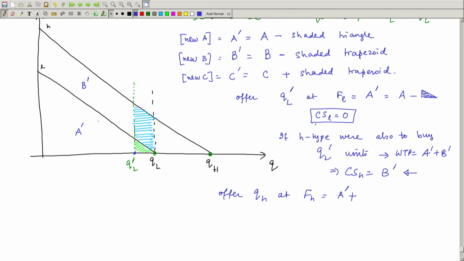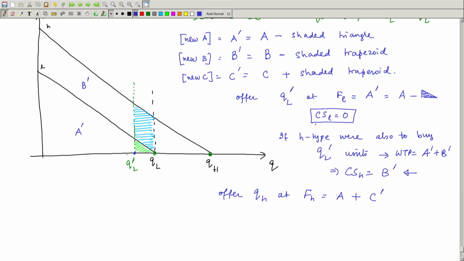So, I essentially take the entire triangular area. Let me write it carefully. I charge him this entire triangular portion, which is A, and I charge him this C plus this trapezoidal area, which is essentially C prime. Okay. So, essentially I charge him the triangular portion A plus this entire zone.